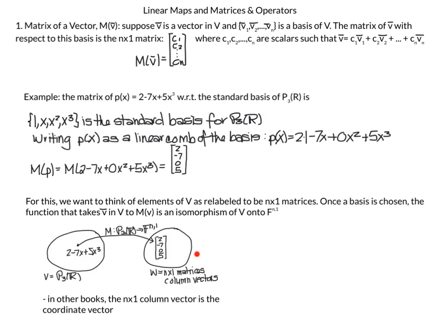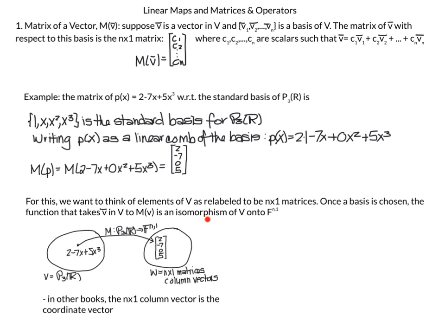When we look at this pictorially, we can understand that this matrix of a vector is a function, a mapping that takes a polynomial from P3 and maps it onto a column vector. The dimension of P3 is equal to 4, so it's going to map it onto a column vector with 4 coordinates. Hence, we want to think of the elements of V as being relabeled into this coordinate vector, or this column vector, this n by 1 matrix. And the thing about this mapping is it's an isomorphism.